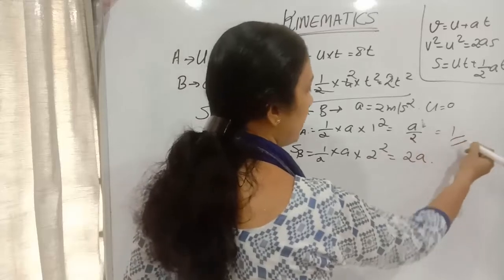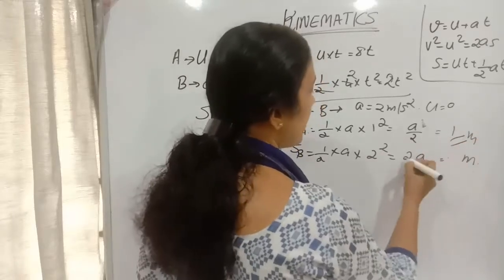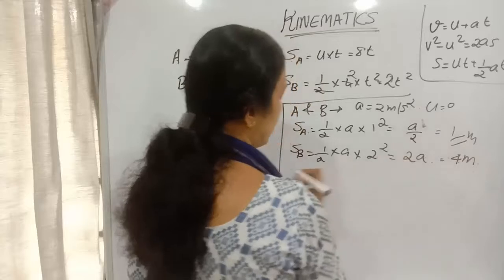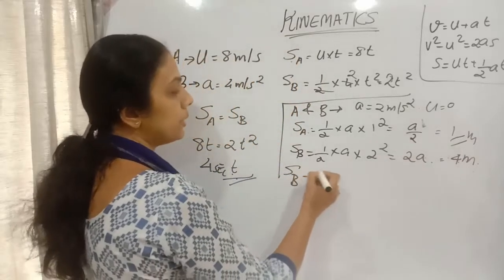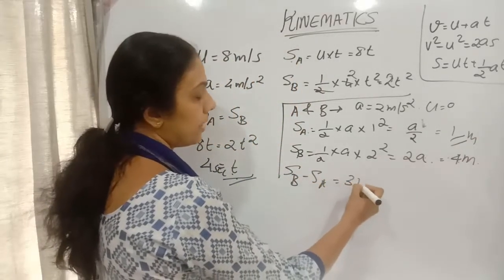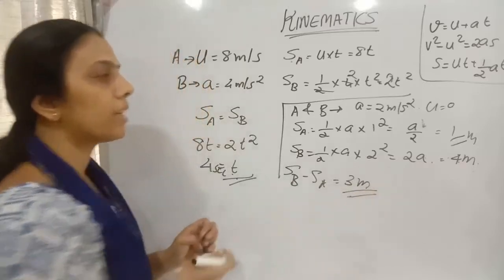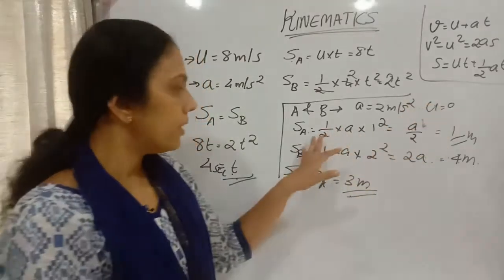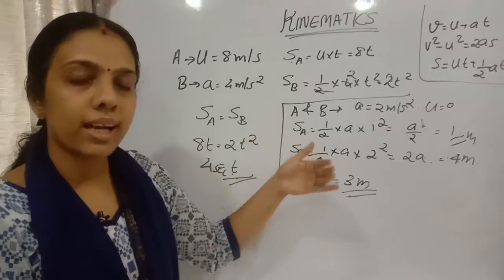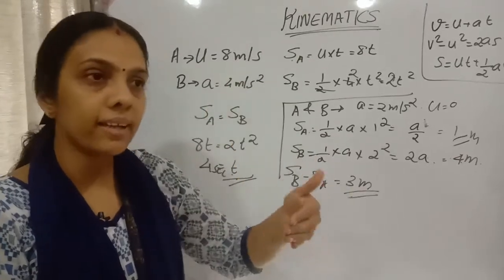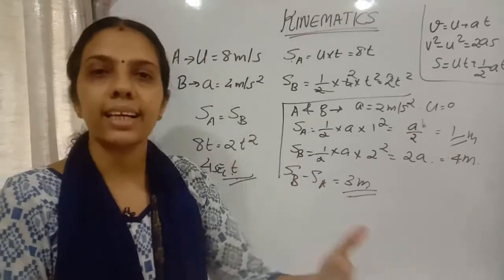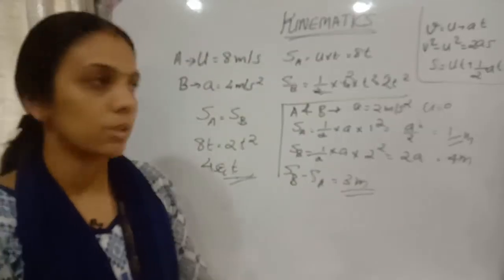Here it is 1 meter, and here it is 2 into 2, that is 4 meter. Therefore what is the separation between them? SB minus SA will be equal to 3 meter. Clear? So this is how we found the answer, because in the first second and in the next second, what is the separation? That is what is asked.